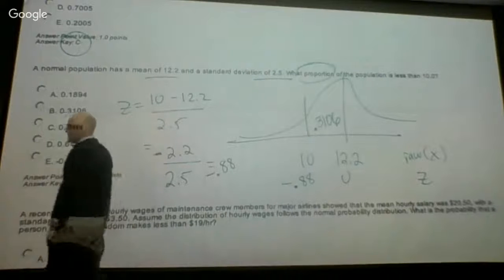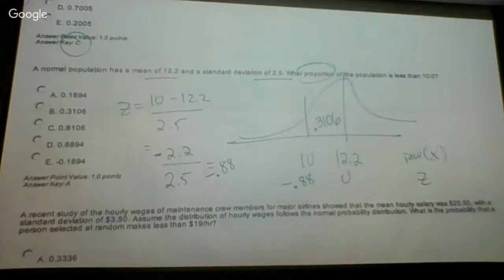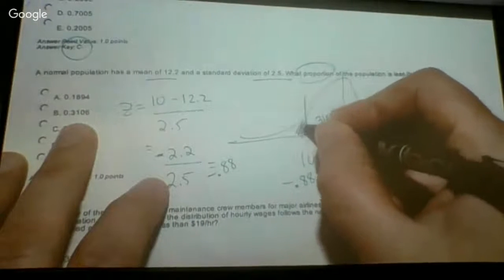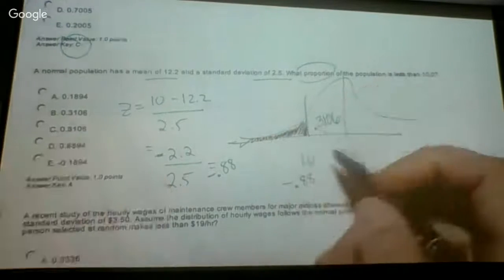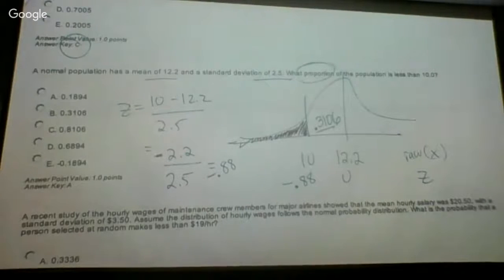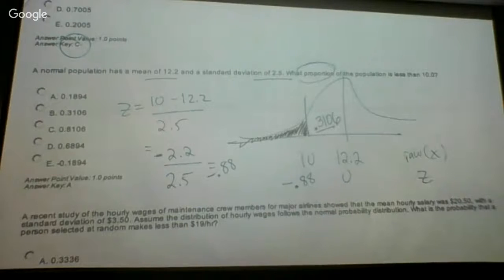So what, Stephen? It asks what's less than 10.0. So what I actually need is this area. This is the proportion I need. Sure, this is the area I looked up in my table. But in order to find what's in the tail there, I need to do some sort of addition or subtraction.